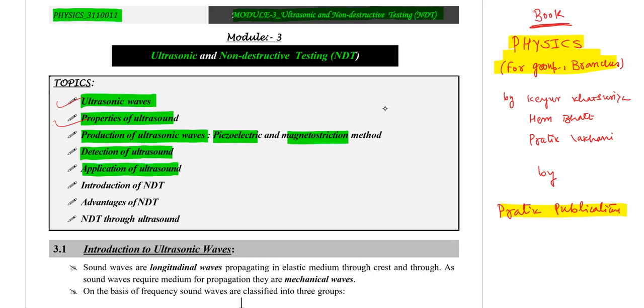So there are two parts of this unit. This is part number 1, in which we have to see what is ultrasound and its application.